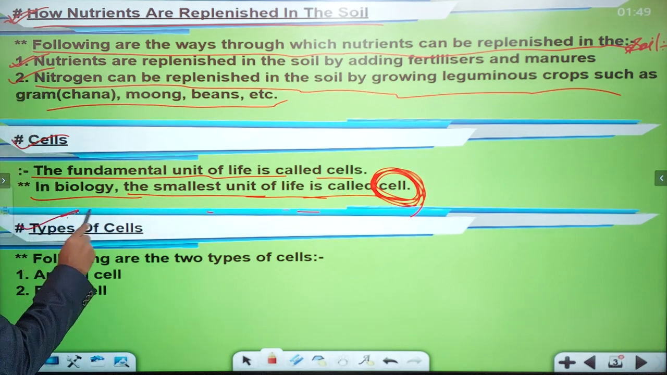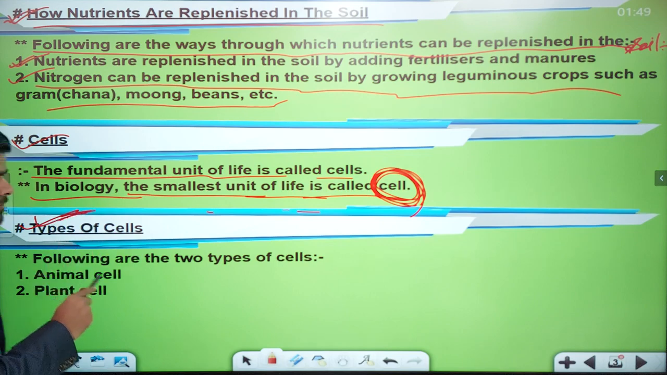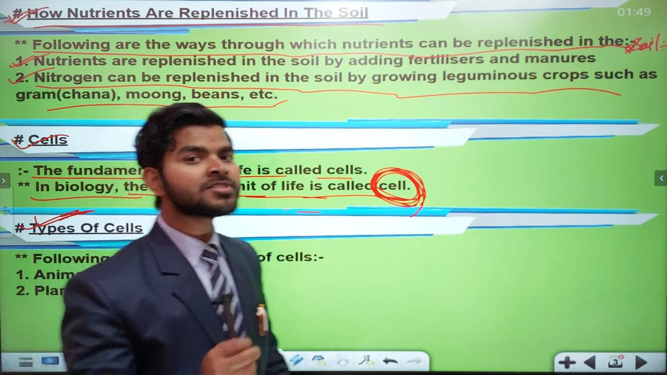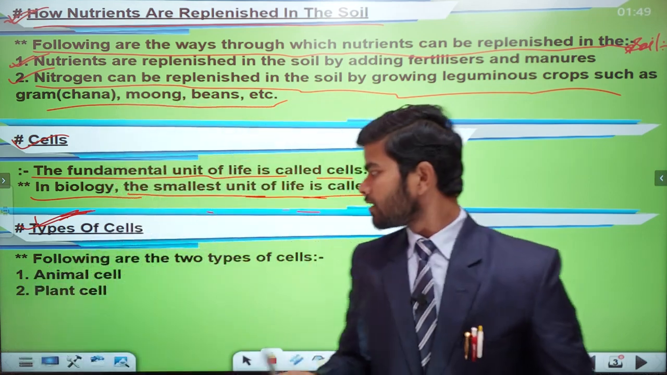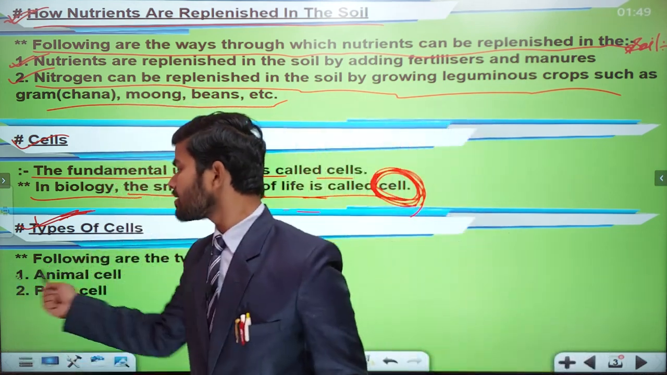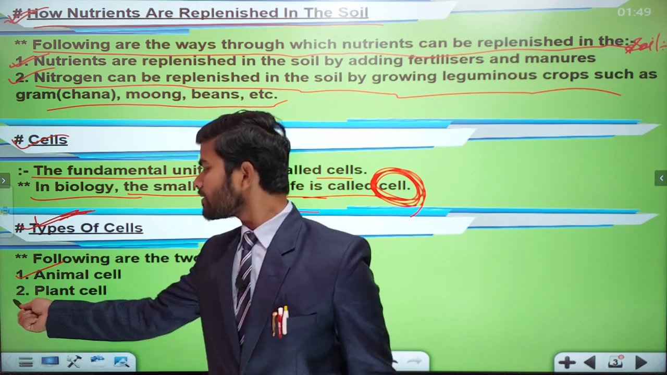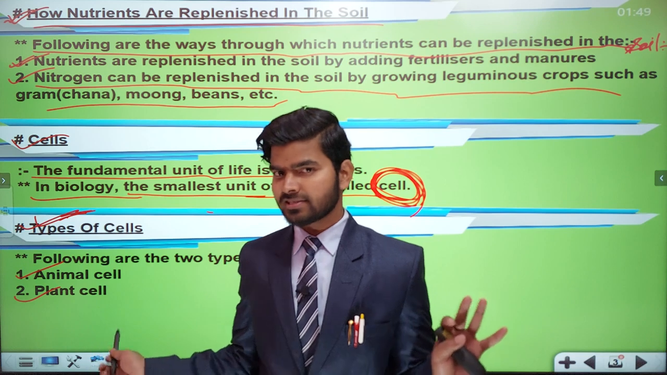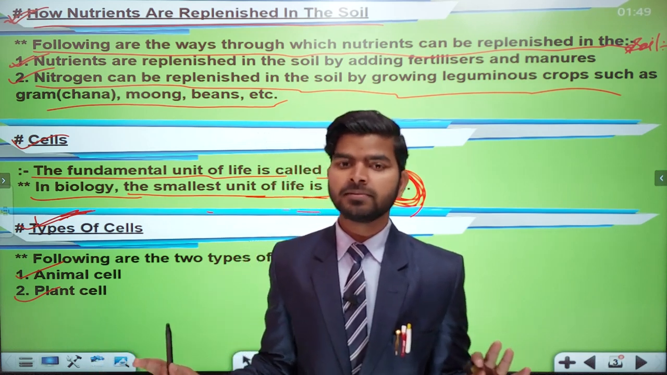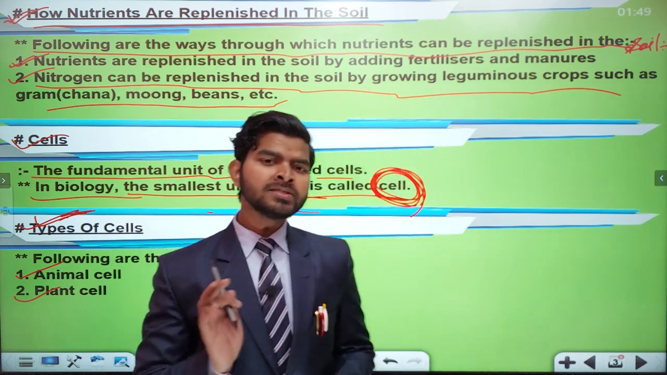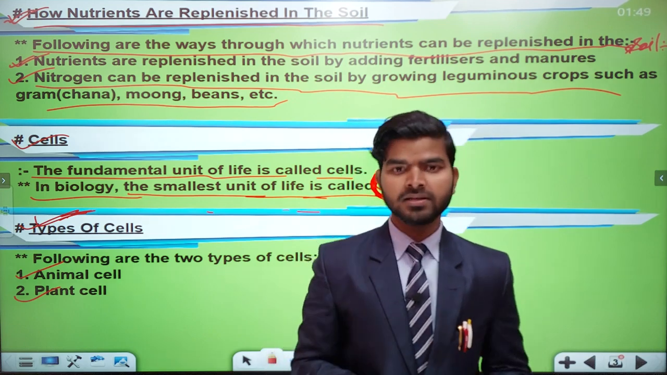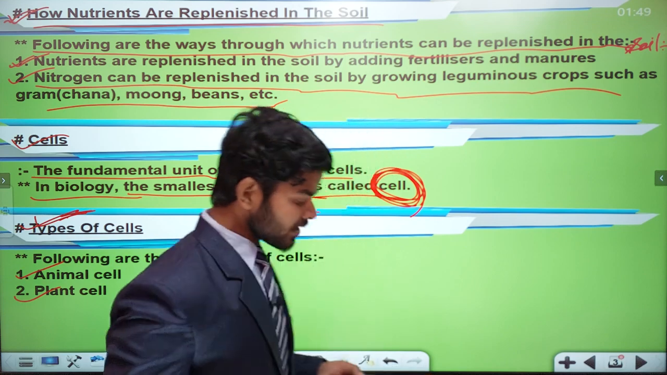All clear? Now your topic is types of cell. Basically there are two different types of cell. The first one is the animal cell and the second one is the plant cell. If someone asks you, you can easily tell them. Now the question that arises is what is an animal cell and what is a plant cell? Let me explain.